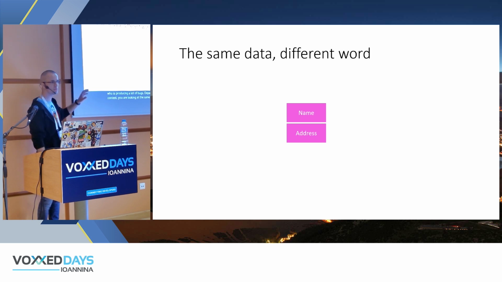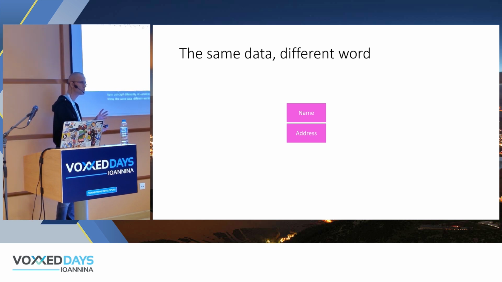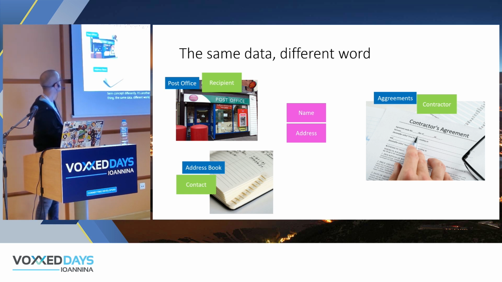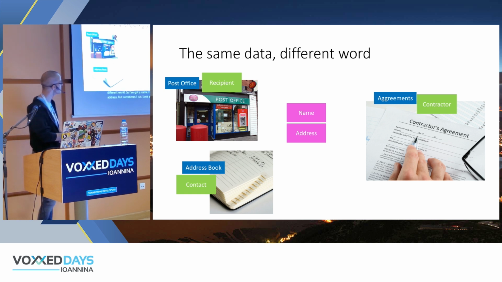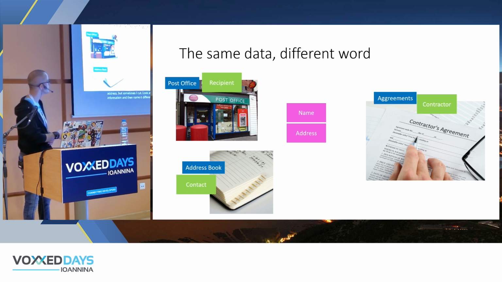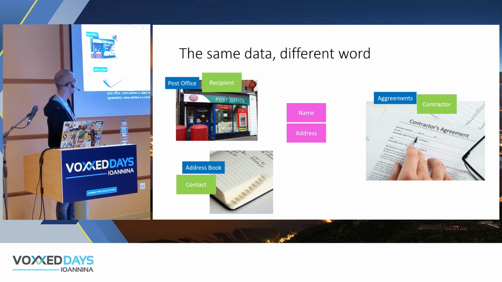Another thing, the same data, different word. So I've got a name, I've got an address, but sometimes I can look at the set of information and name it differently. So in the post office, name and address is called recipient. In the agreements, name and address is a contractor. In the address book, it's nothing different than the contact. So if I spot the same set of information, similar, okay, let's not be so strict, a similar set of information, and different names for that, also name the context.